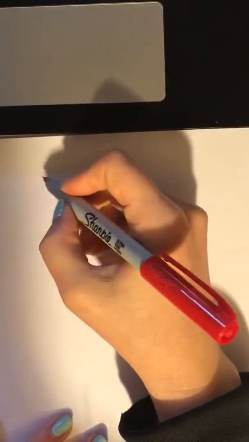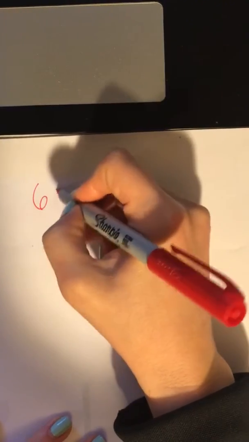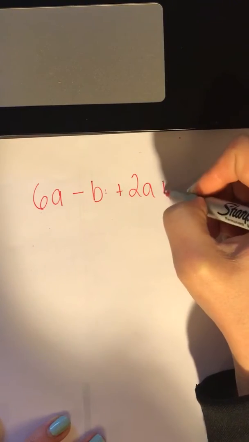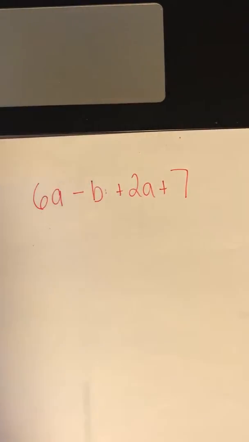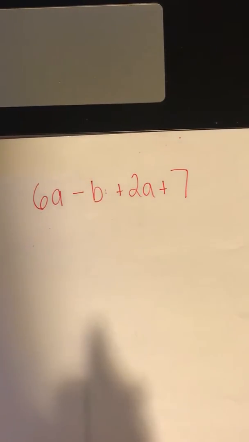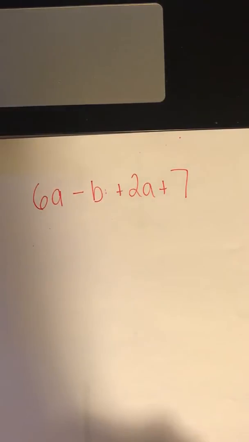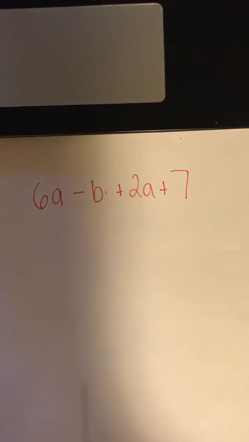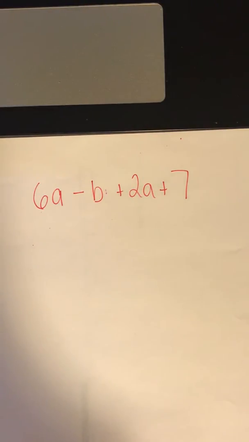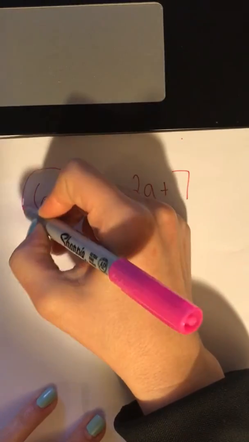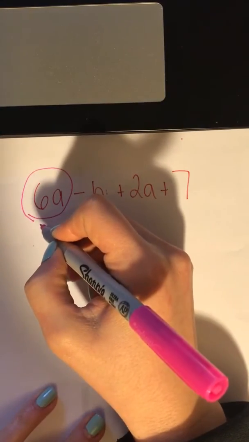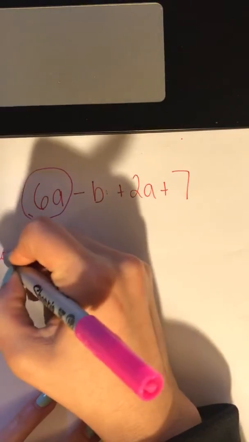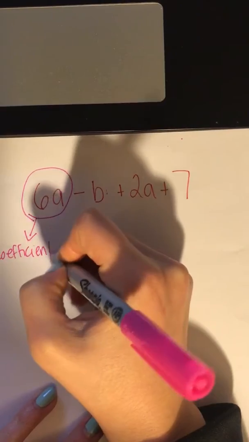So let's say you have an equation that looks like this: 6a minus b plus 2a plus 7, okay? So now one of the terms you found was coefficient, and a coefficient is the number part of a term that also goes with a variable. Remember, a variable can be any letter. So the coefficient here is 6, because 6 is the coefficient of a. So that is a coefficient, okay?